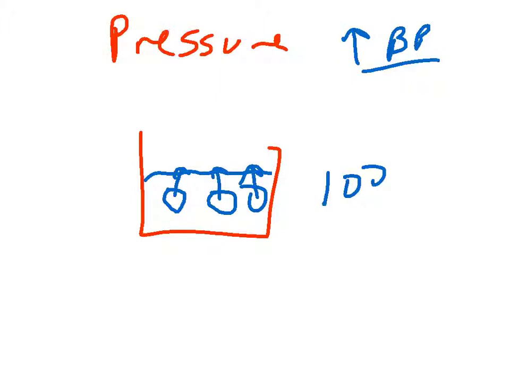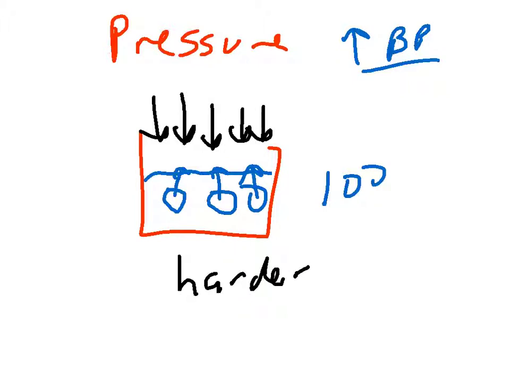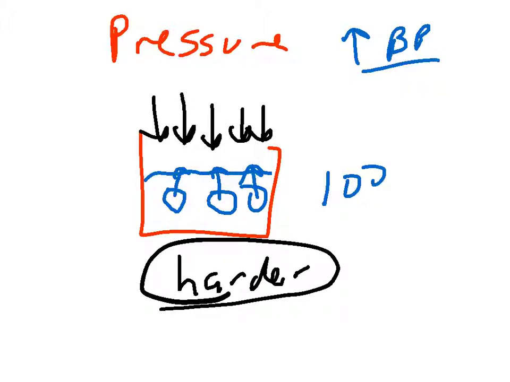Well, the way I like to think about it is if you were pushing down extra hard on the surface of the water, you increase the pressure, it's going to make it harder for that water vapor to escape. And if I make it harder to escape, I'm going to have to heat it even more. So now instead of boiling at 100, it might boil at 120 degrees Celsius if I increase the pressure over the water. This is exactly how a pressure cooker works.